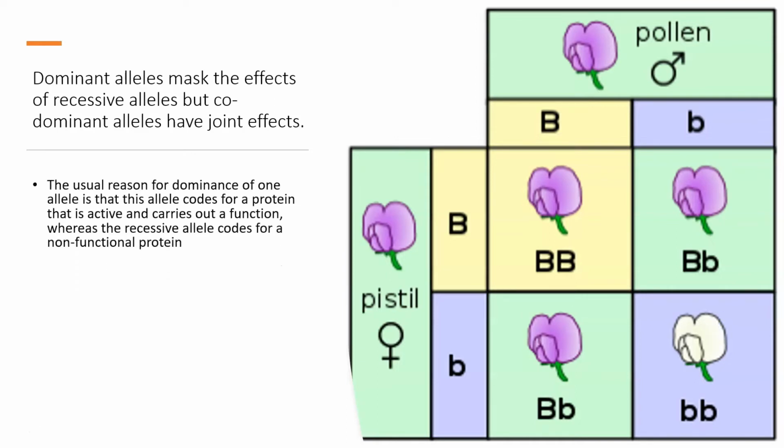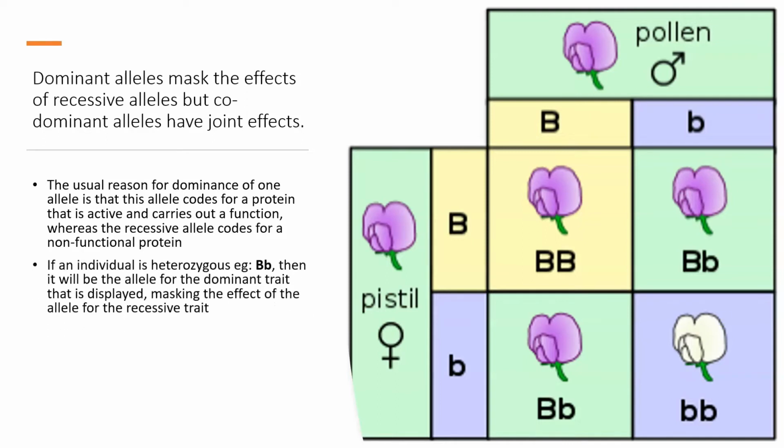Now, the usual reason for dominance of one allele is that the allele codes for a protein that is active and carries out a specific function, whereas the recessive allele codes for a non-functional protein. So unless you've got two recessive, then it won't be functional.